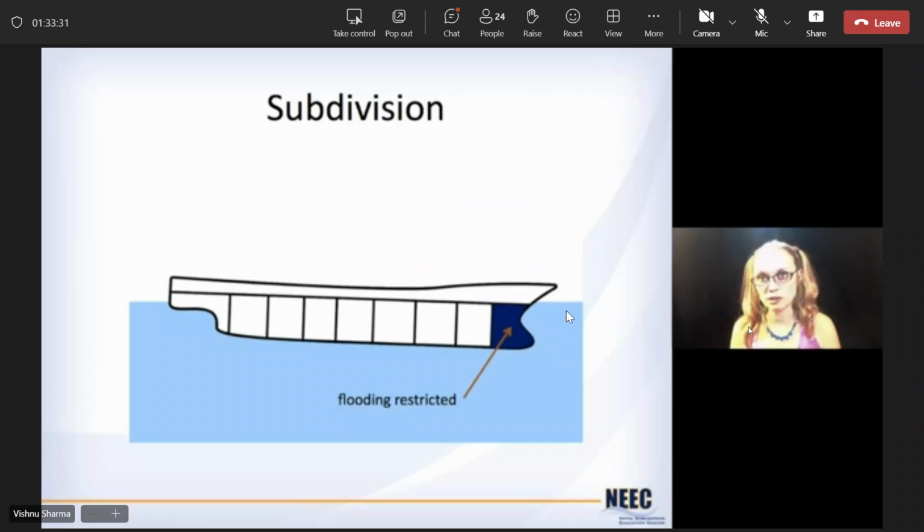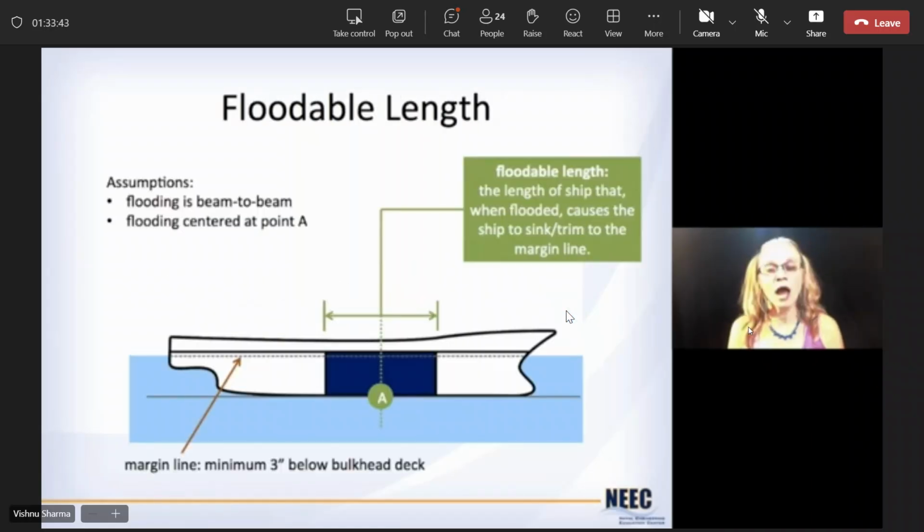But this means you can restrict the flooding, and then hopefully that gives your people time to get off the ship onto lifeboats or onto another ship, and hopefully keep the ship upright, safe, and stable. Right. Along with this concept is this thing called floodable length.